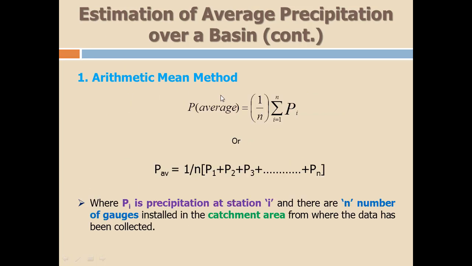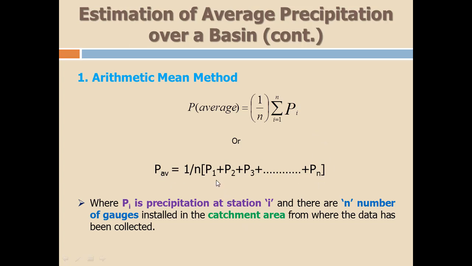So according to this method, this is the very simple formula you commonly use for the mean. How can you take the mean? Just the sum of the quantities divided by the total number of quantities. So P average is equal to 1 divided by n multiplied by the summation of Pi, where i is from 1 to n. Or if you expand this summation, then you find that P average is 1 divided by n multiplied by P1 plus P2 plus P3 plus so on up to Pn.